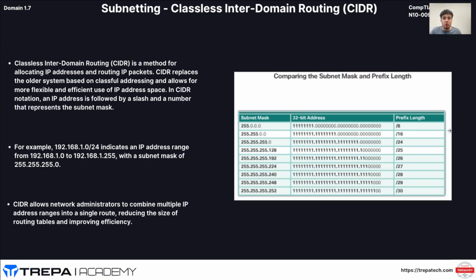Okay, now some more subnetting fundamentals, classless inter-domain routing. You can see this is all our prefix lengths. So the CIDR is how we determine our network size and our host range and how many usable IP addresses we can have.